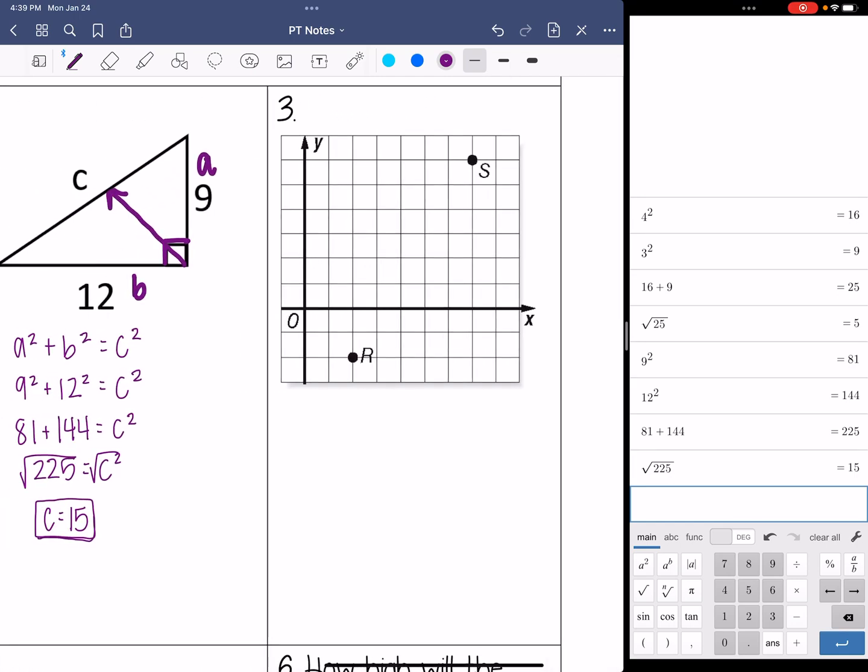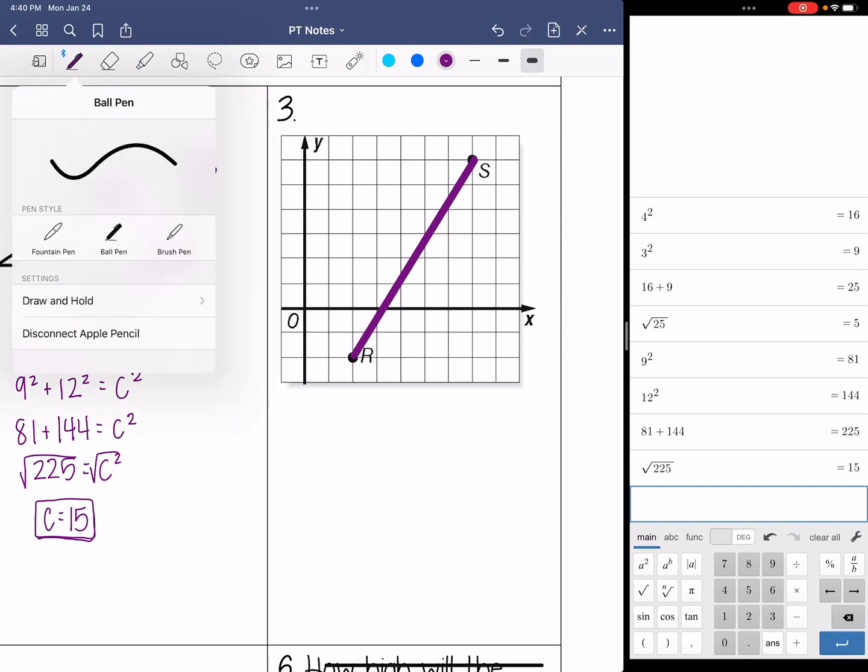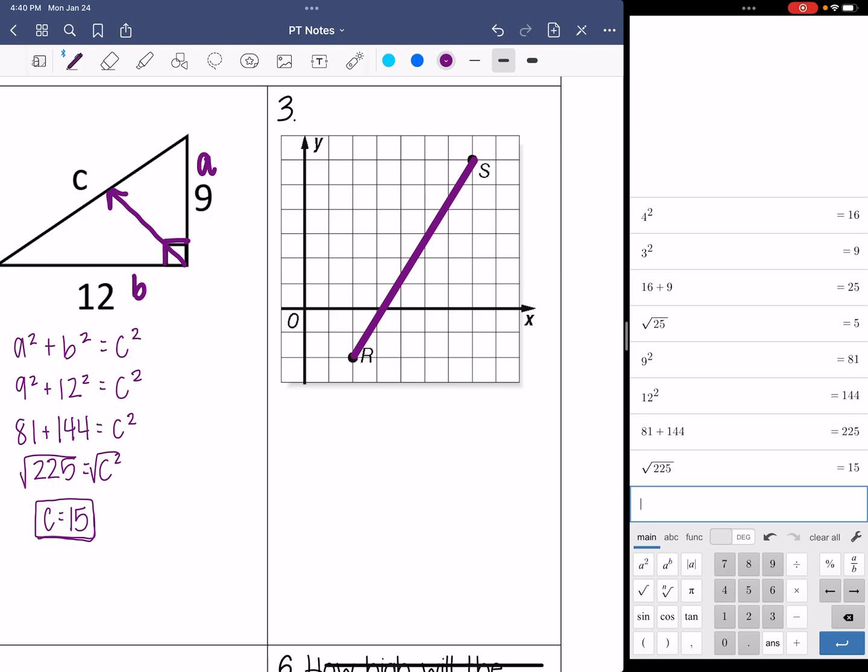Okay, then let's go ahead and look at number 3. So number 3, I have 2 points on a coordinate grid. So using the Pythagorean Theorem, they want us to find the distance between S and R. Now, what I can do, I can make a 90-degree angle. So from S, I'm going to draw a line going down, and then to R. So after I have this established, now I can go ahead and count my side lengths.